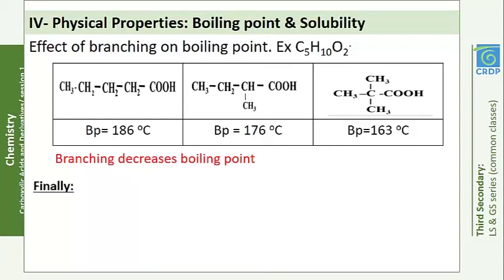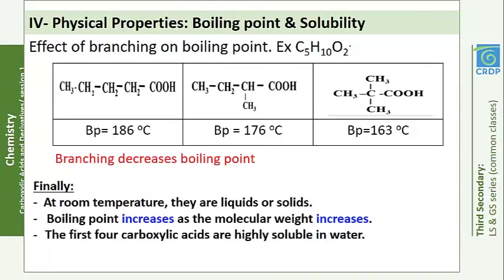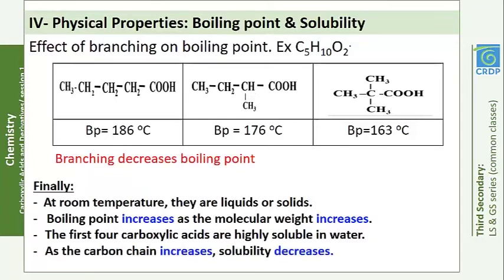Let us summarize the physical properties. All carboxylic acids are liquids or solids at room temperature. Boiling point increases as the molecular weight increases. The first 4 carboxylic acids are highly soluble in water. As the carbon chain increases, solubility decreases.